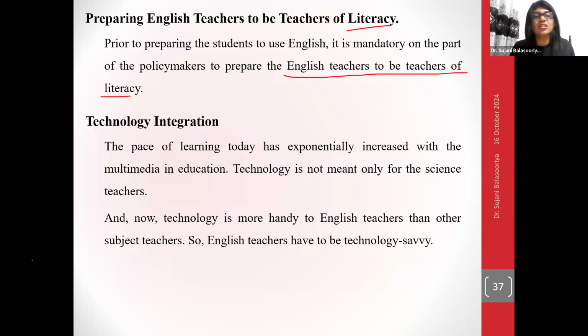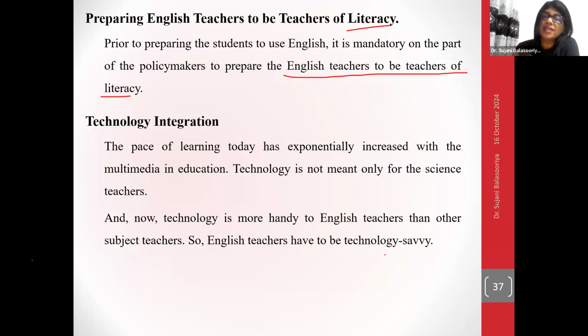And technology integration is another aspect. The pace of learning today has exponentially increased with the multimedia in education. And technology is not meant only for the science teachers, right? Okay. Technology is more handy to English teachers than other subject teachers. So they have to be technology savvy. The English teachers should be able to handle technology in their teaching process, in the teaching learning process.